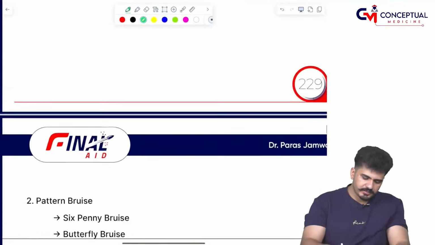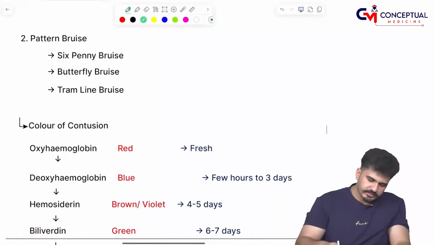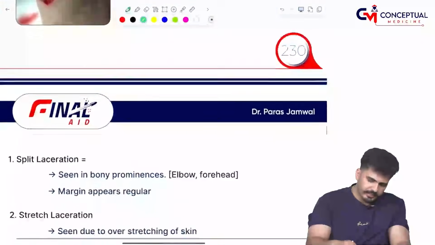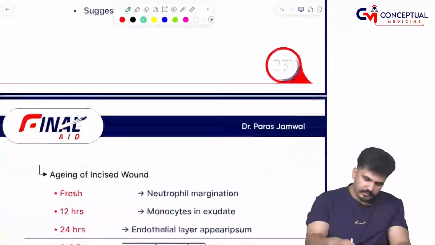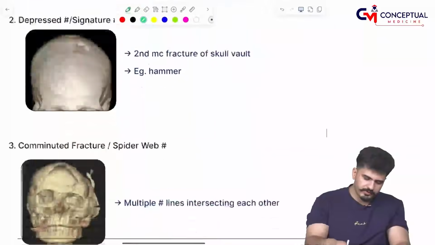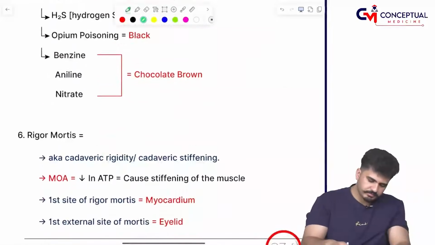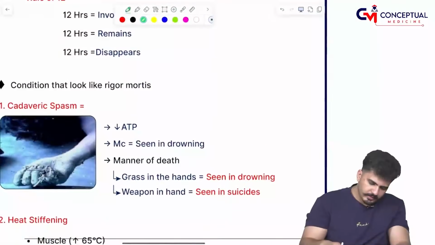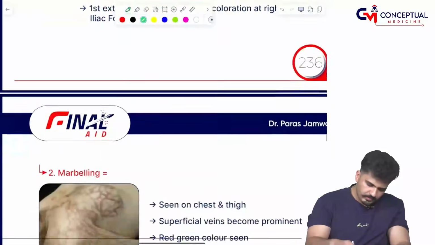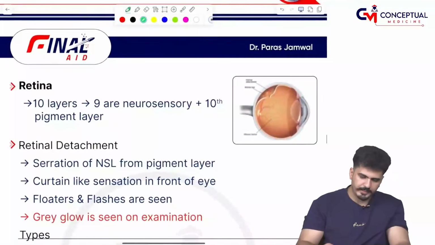Coming on to the next part, sir. Now this is a mistake which happened, because of which some part of your forensic medicine just got pushed right here. So we'll just go to the retina.